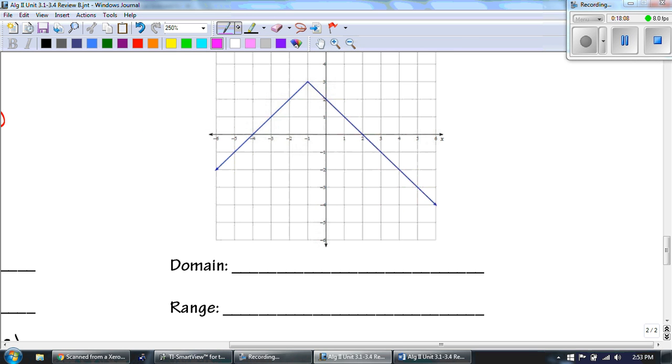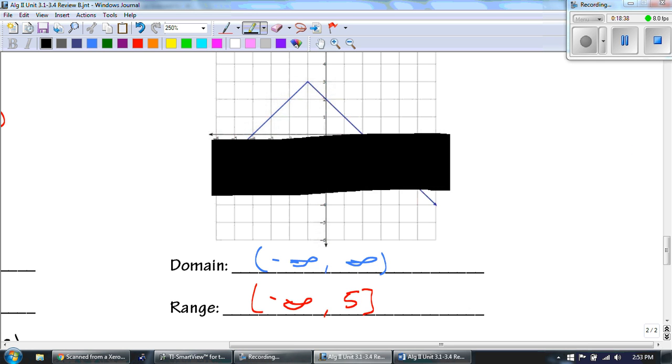All right, once again, our domain from left to right, negative infinity to positive infinity. Our range, now we're at the bottom. It's going to negative infinity for sure. But then where does it stop? Because it doesn't go to positive infinity. It stops at 5. Okay?